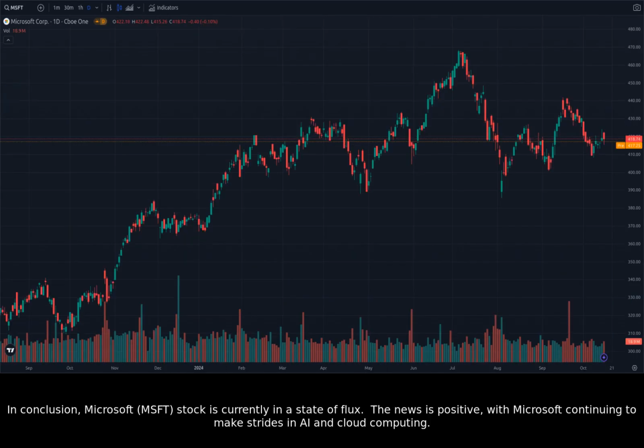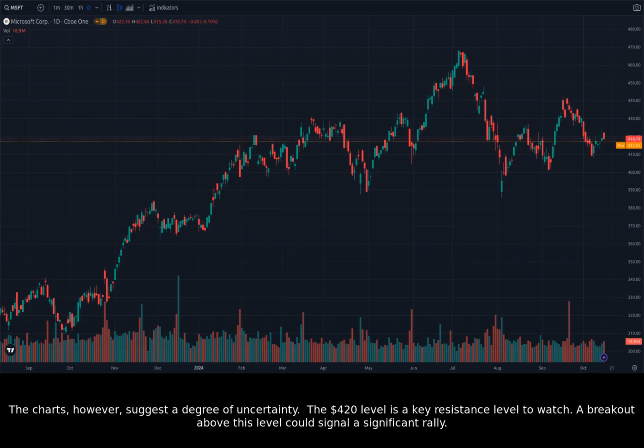In conclusion, Microsoft MSFT stock is currently in a state of flux. The news is positive, with Microsoft continuing to make strides in AI and cloud computing. The charts, however, suggest a degree of uncertainty. The $420 level is a key resistance level to watch. A breakout above this level could signal a significant rally.